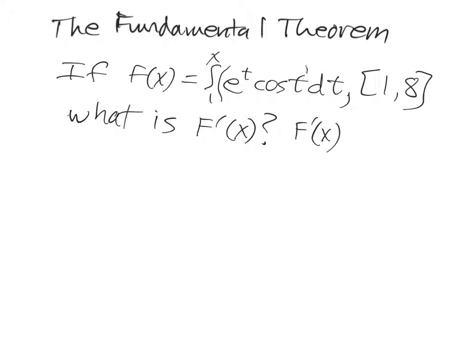Well, it turns out to be simply e to the x cosine of x. Essentially, the inside doesn't change because the derivative is the inverse operation of the definite integral, or the integration. So the derivative and the integration kind of cancel each other out, and we're left with this. Now notice the answer is in terms of x, because we're saying what is the derivative in terms of x. Not what is f prime of t, but what is f prime of x.